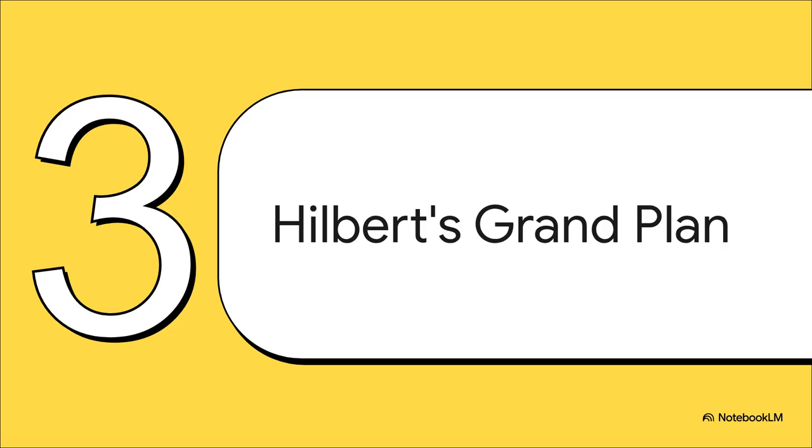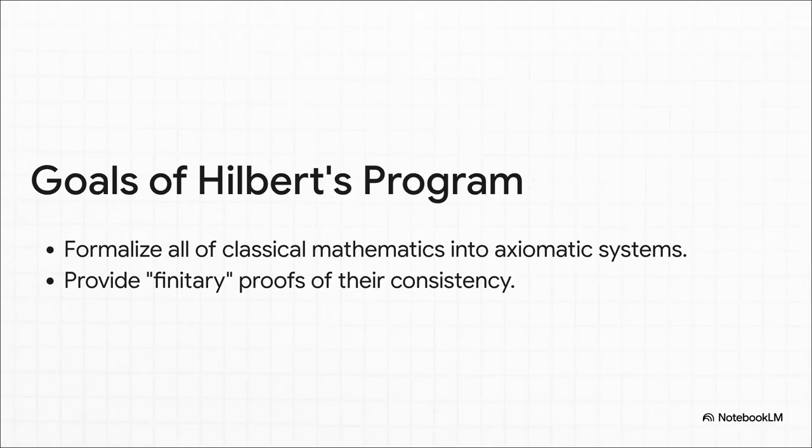It was a critical piece of one of the most ambitious intellectual projects of the entire 20th century, Hilbert's grand plan. This was Hilbert's program, and you have to understand at the time, people were finding these weird paradoxes that were shaking the very foundations of mathematics. It was a crisis. Hilbert wanted to end all that uncertainty.